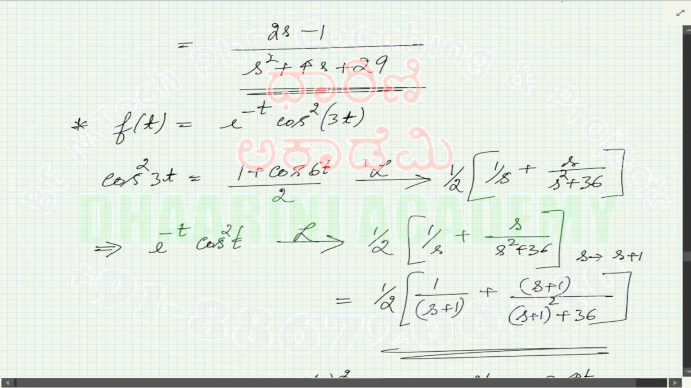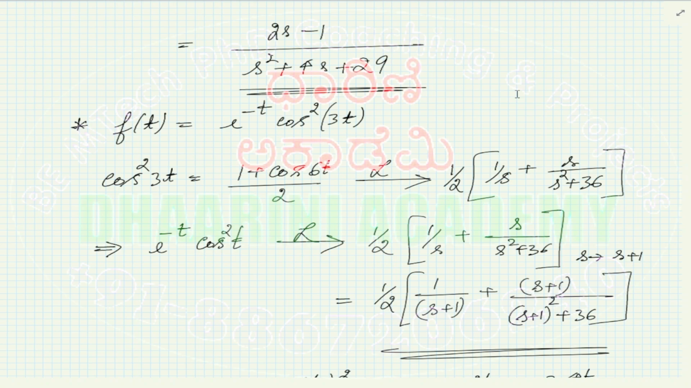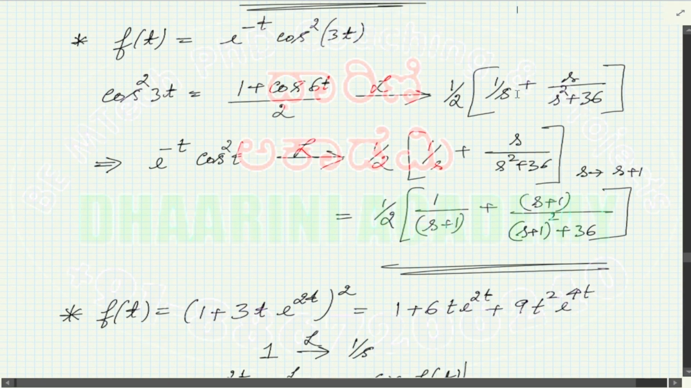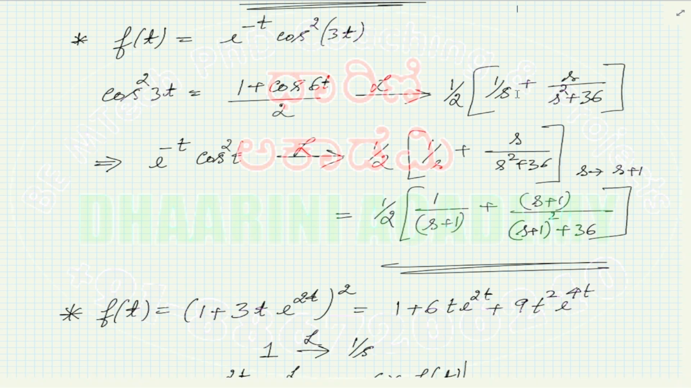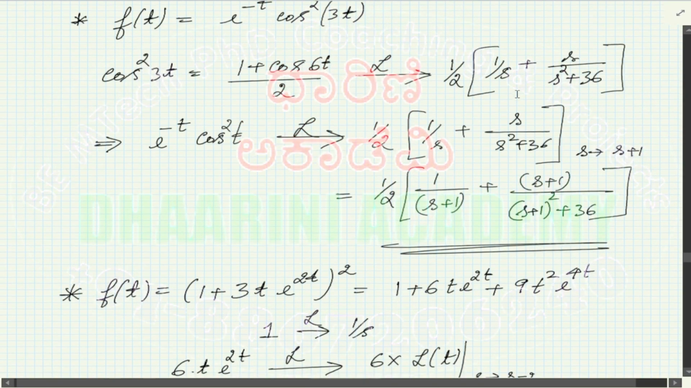So we take the Laplace of that function over here. That comes to be 1 by 2 outside, and there is a 1, which is 1 by s, plus cos 6t, which is s by s square plus 36. Is it okay? Now you apply the e to the minus t into cos square. This means every s has to be replaced by s plus 1, because of e to the minus t. So we'll substitute: half of 1 by (s plus 1) plus (s plus 1) by (s plus 1) whole square plus 36. Okay, all right.